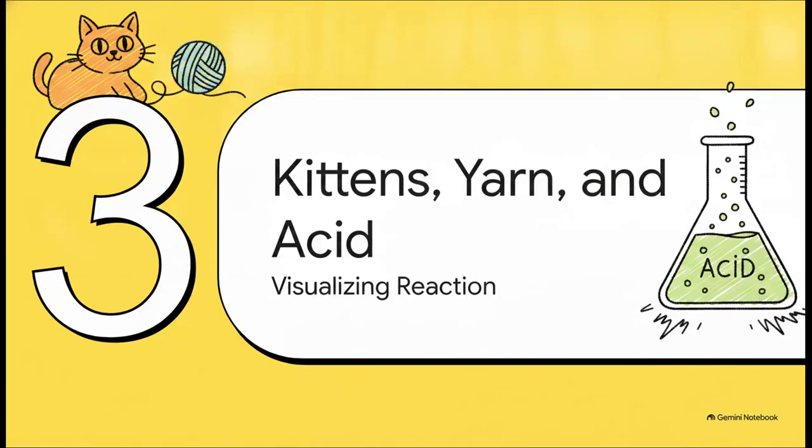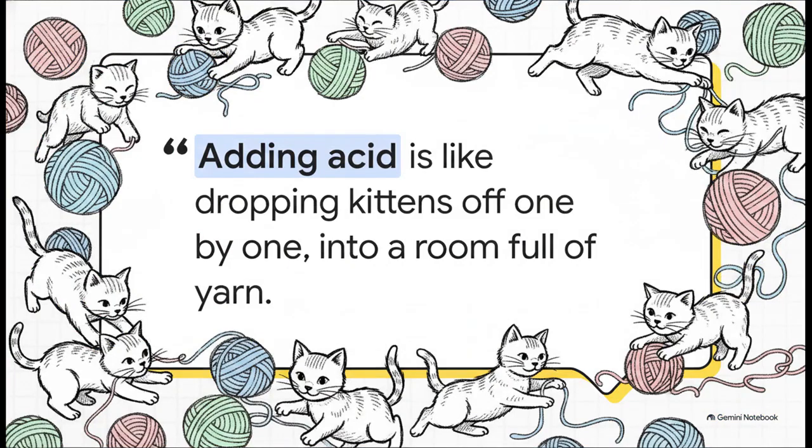Moving right along to Section 3, kittens, yarn, and acid. Okay, if the thermodynamics sound a bit abstract, I love this visual analogy. Think of the acid molecules as extremely energetic, slightly frantic kittens, and the water molecules as balls of yarn. By dropping the kittens one by one into a massive room full of yarn, the reactive energy is safely and peacefully diffused. They immediately scatter, find their own space to play, and the whole environment remains completely calm.